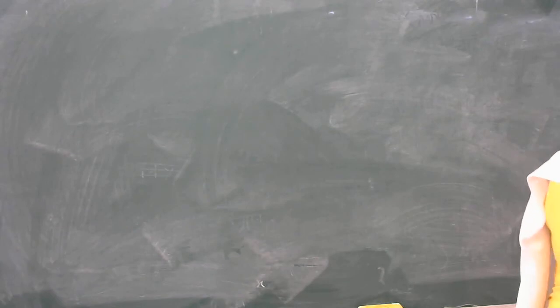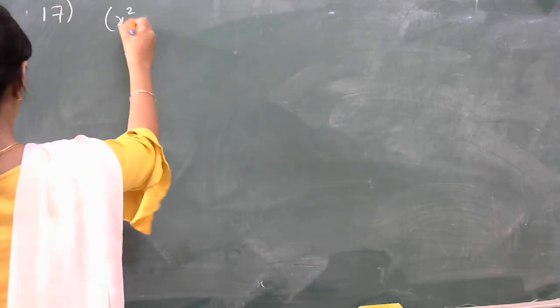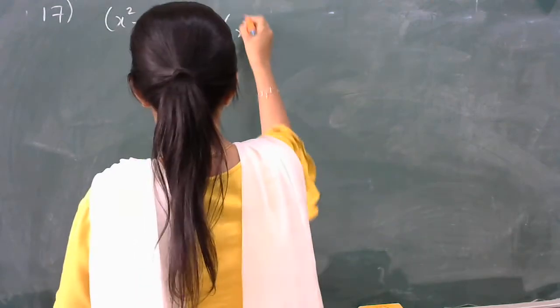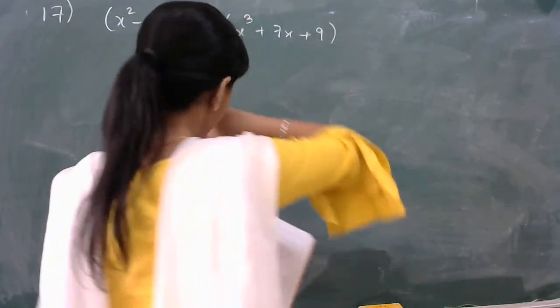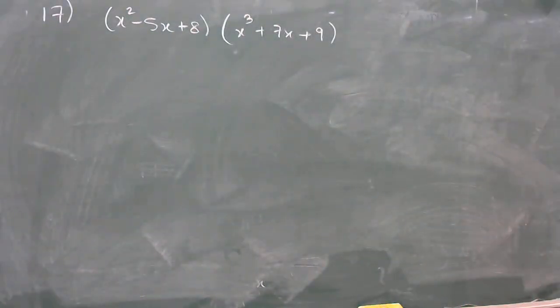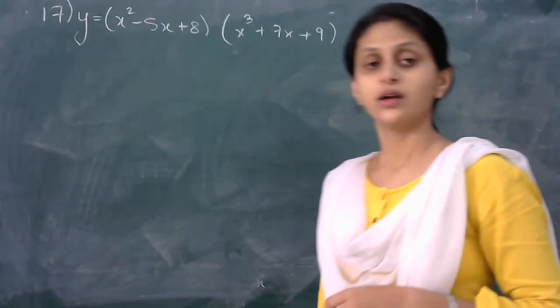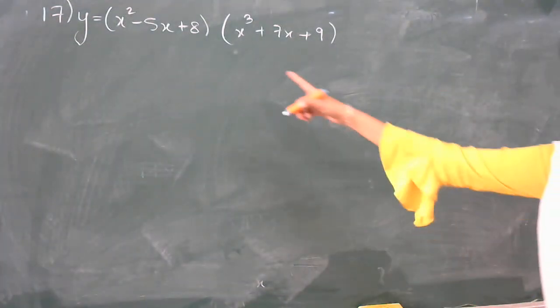So 17th question, differentiate in 3 ways mentioned below. The given function is (x square minus 5x plus 8)(x cube plus 7x plus 9). They have asked us to differentiate in 3 mentioned ways. First of all, assume this to be y. Now we have to find the differentiation of this y.